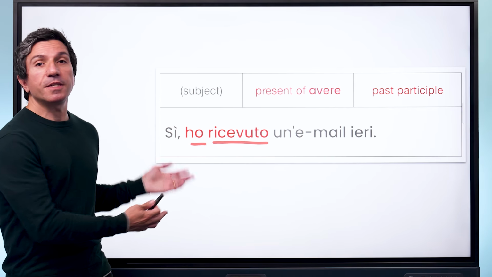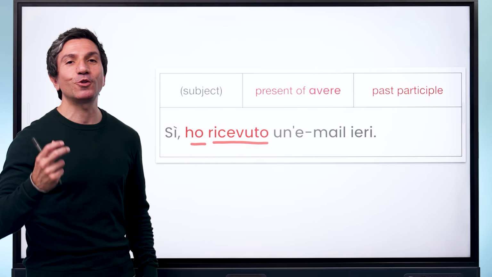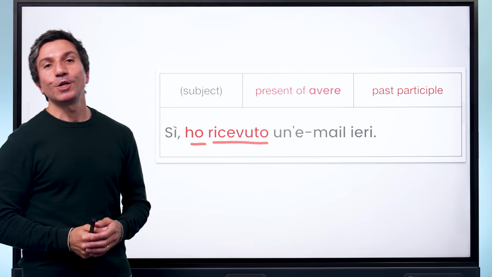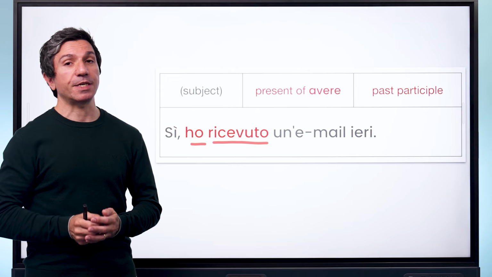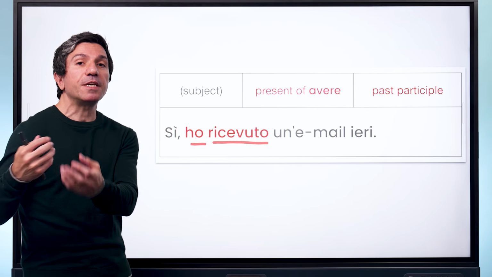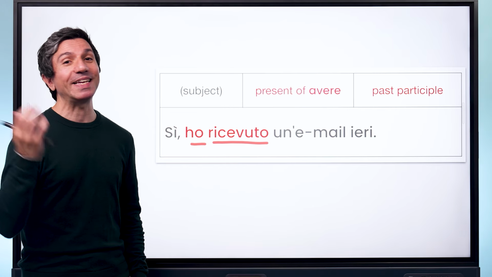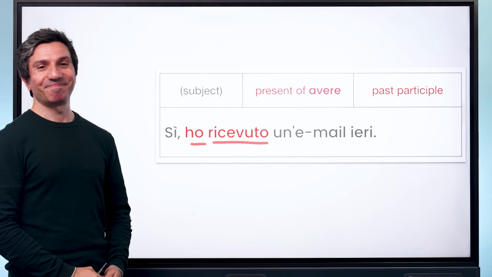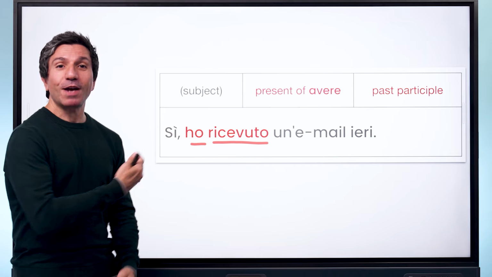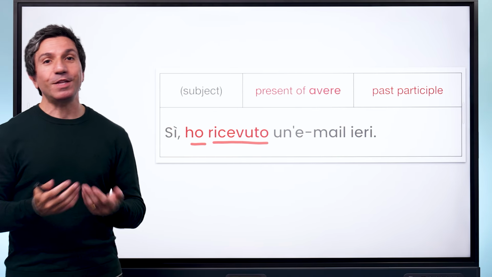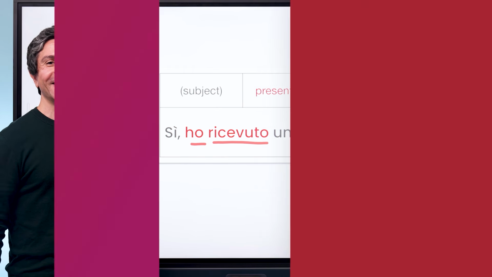So this sentence uses the passato prossimo, the past participle with avere, to report a completed past action. The action of receiving the email is finished and happened at a specific point in time, yesterday. Now you can use this structure to talk about what you did, received, or completed in the past in Italian.